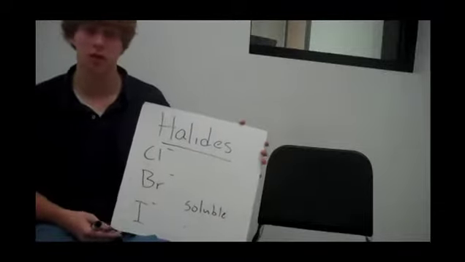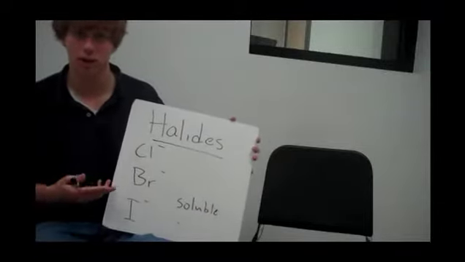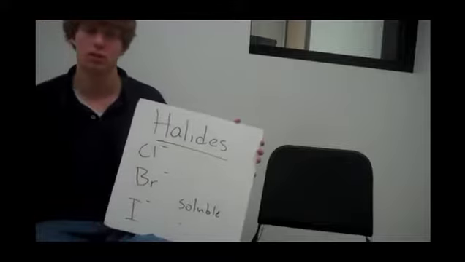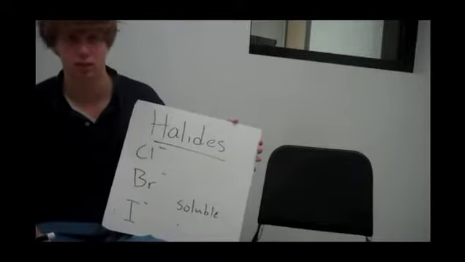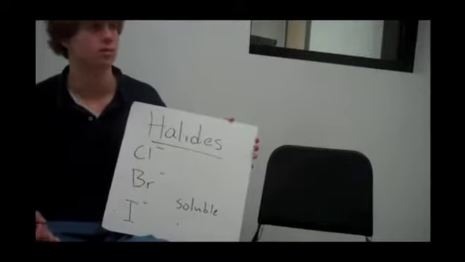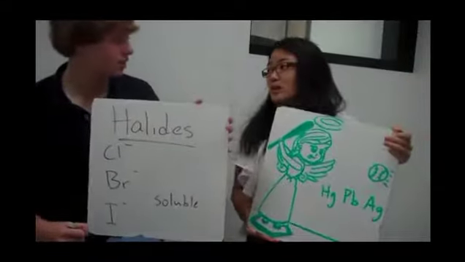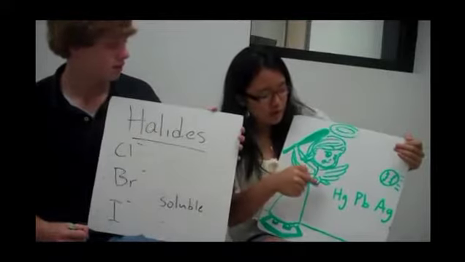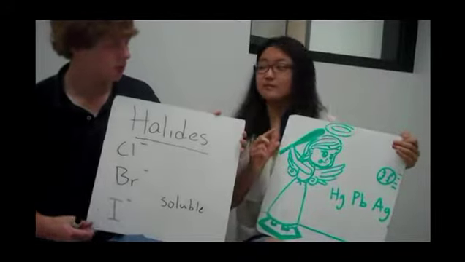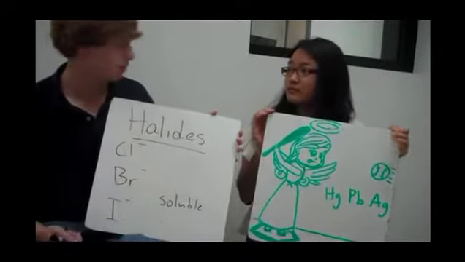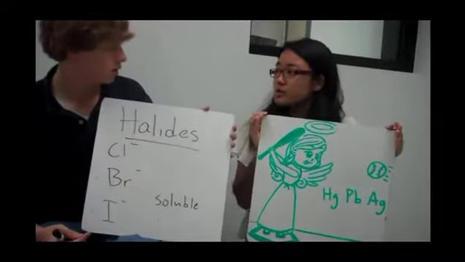Now let's talk about the salts of the halogens: chlorine, bromine, and iodine. All of them are going to be soluble when paired with anything. Well, you're wrong. What do you mean? These substances are not soluble. They're exceptions: mercury, lead, and silver. So you're saying whenever those are joined with any of these, they're not going to be soluble? And plus, they form precipitate, you know?